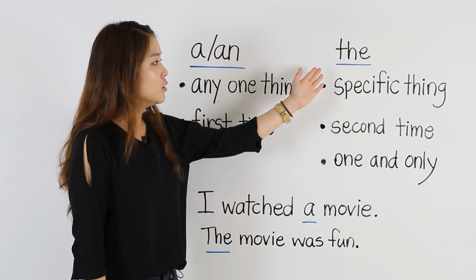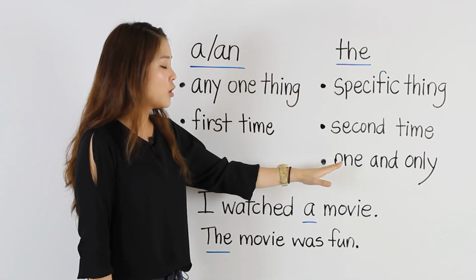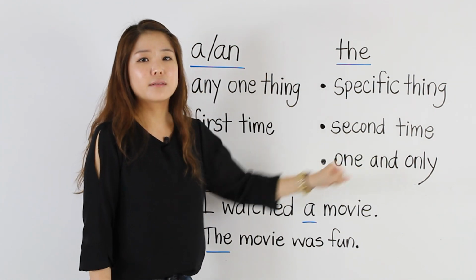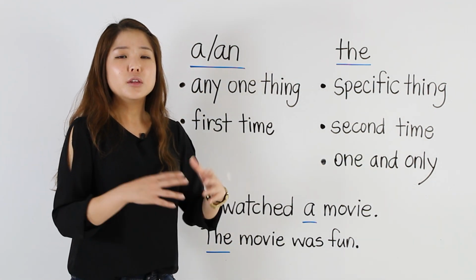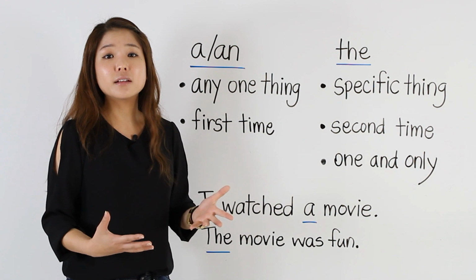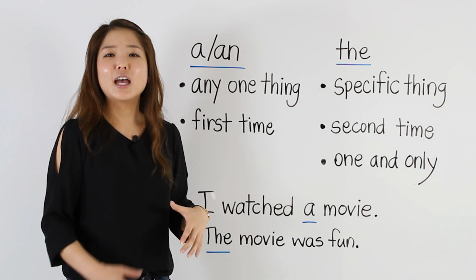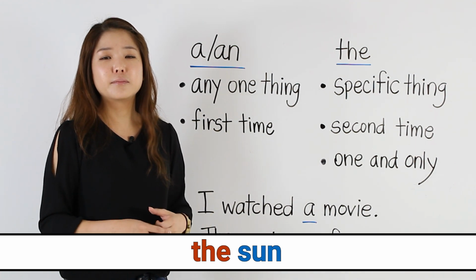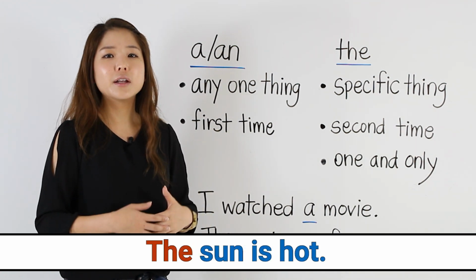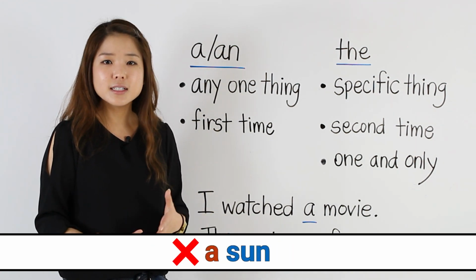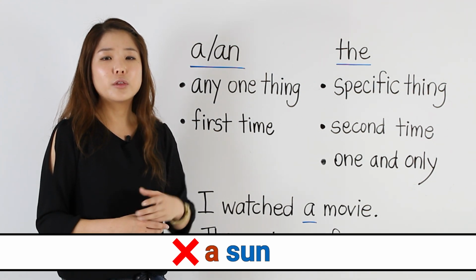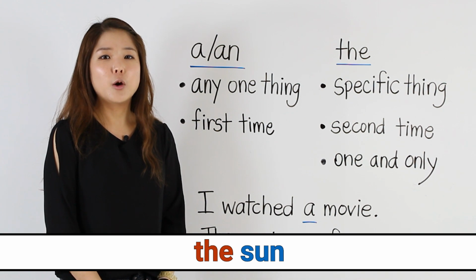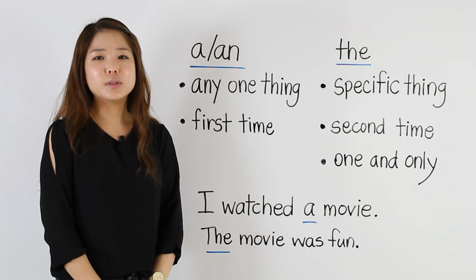Okay, and I also use the when I'm talking about a noun where there's only one and only. For example, there's only one sun. When I look at the sky, there's only one sun. So I say the sun. The sun is hot. I cannot say a sun. That's wrong. When there's one and only, we say the sun. Okay, let's look at some more examples.